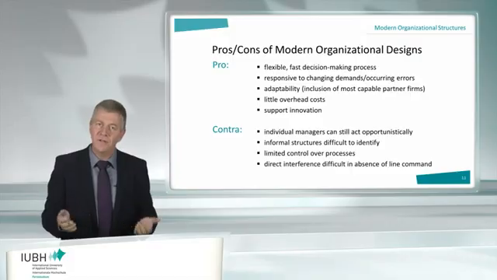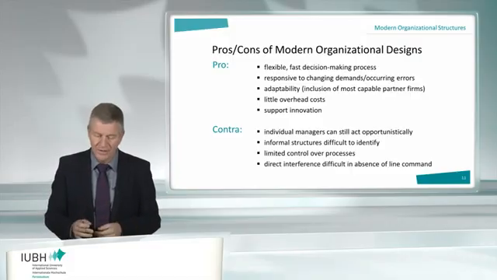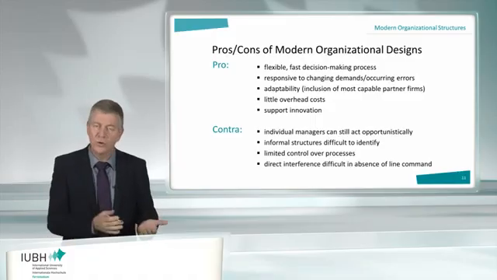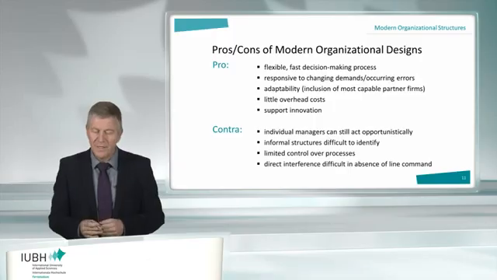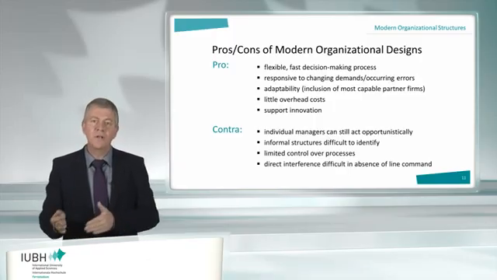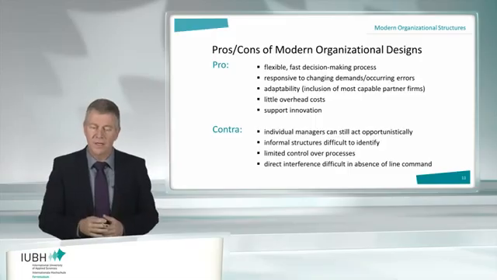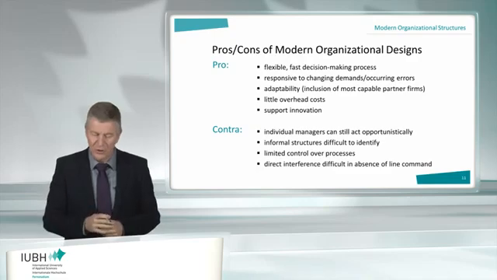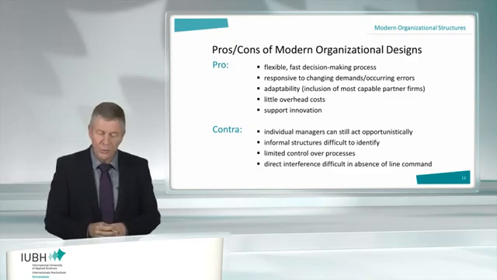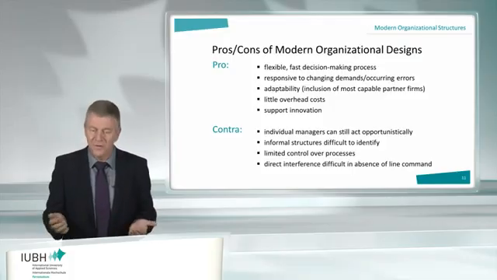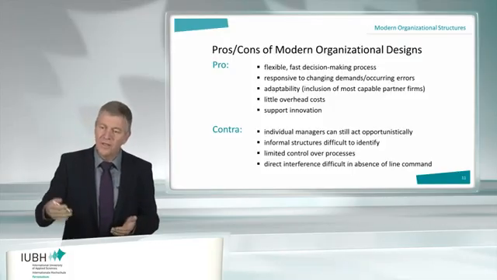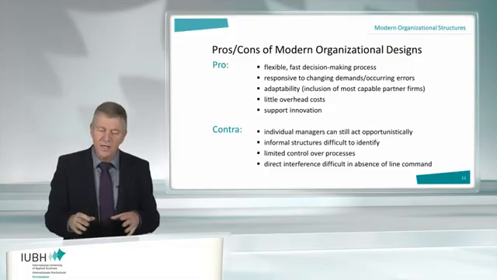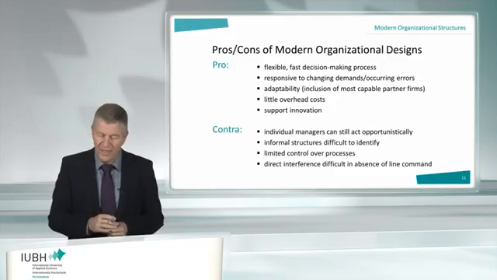On the other hand, you have disadvantages in modern organizations as well. Individual managers can still act opportunistically as they can in the more traditional structures. And informal structures are even more difficult to identify in these setups. Why? Because you are not in control of parts of such a network. By that, we can also say that you have limited control over processes. Again, because your network partners to some degree control their own operations, and you have only limited access to that.